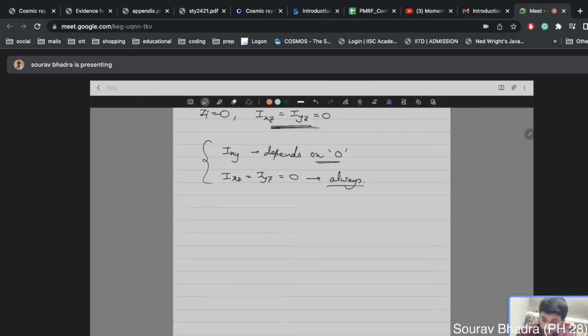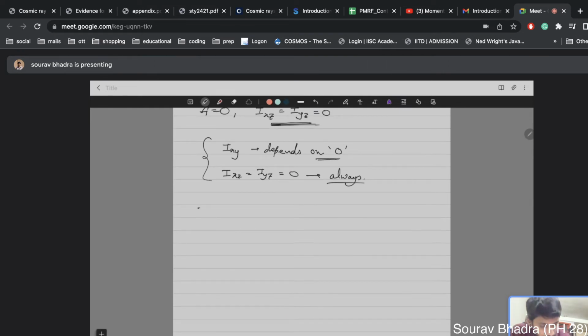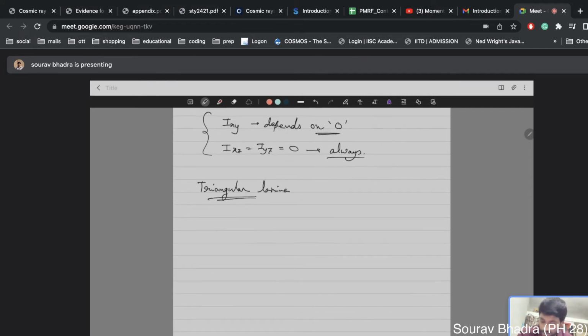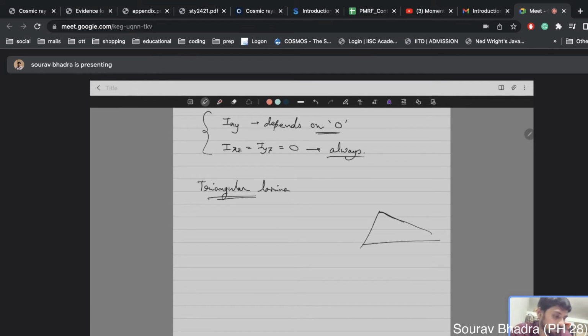Now we will do it for a triangular lamina. It was a rectangular lamina before. So the triangular lamina is relatively complex to calculate. Let us, pardon my drawing, draw the lamina. Say this is the y-axis and this is the x-axis.